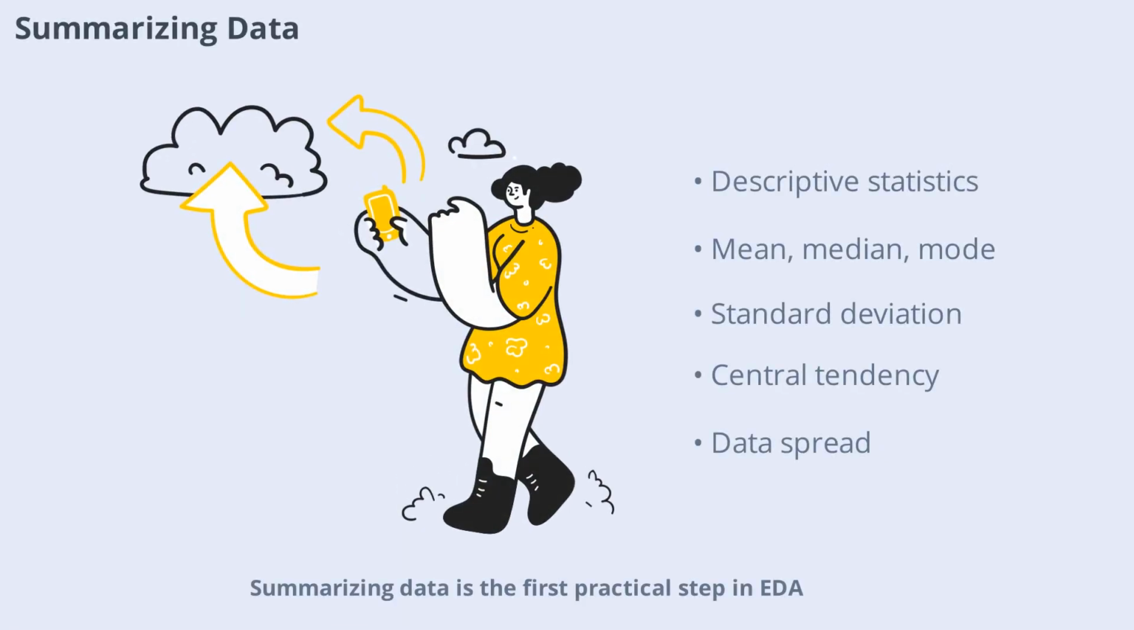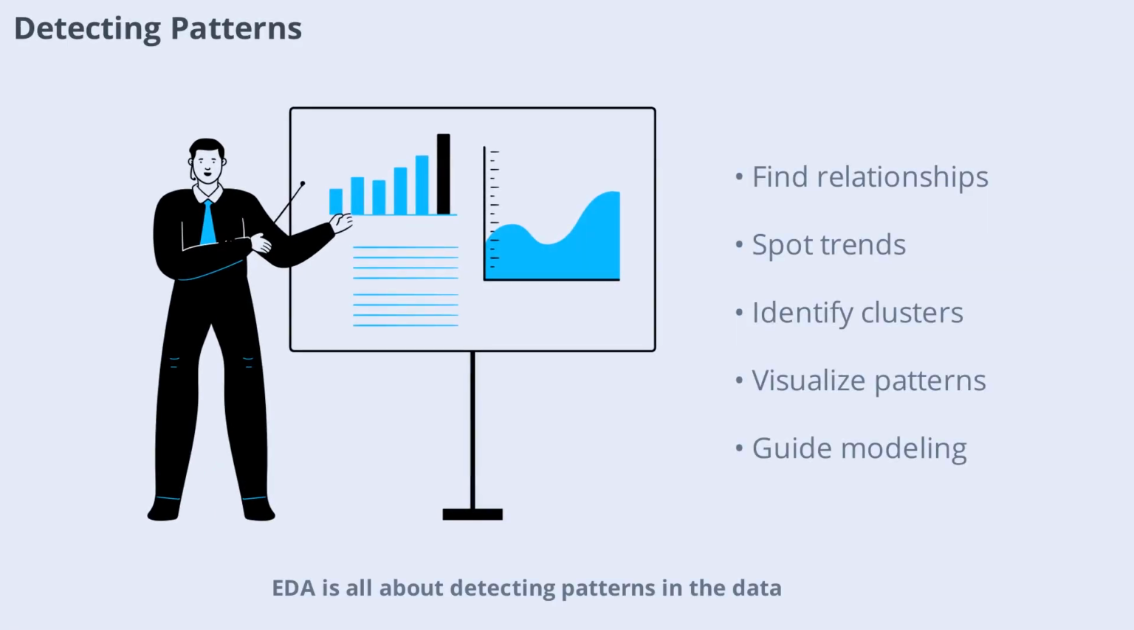Summarizing data is the first practical step in EDA. We use descriptive statistics like mean, median, mode, and standard deviation to get a sense of the data's central tendency and spread. These numbers give us a quick overview of what's typical and what's unusual in our dataset. For example, if the average value is much higher than the median, it might mean there are some extreme values pulling the average up.